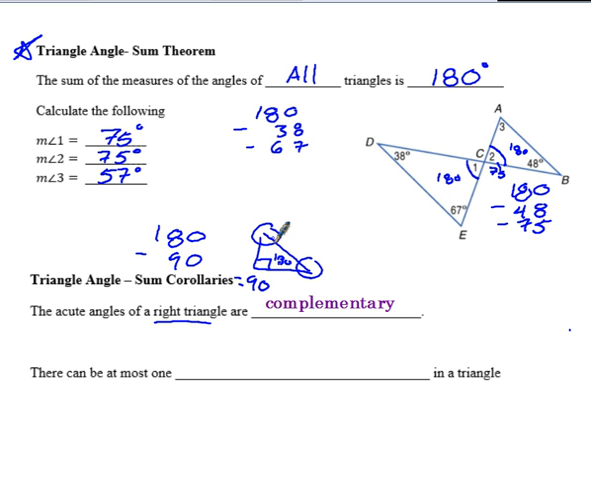And then this one is saying that there can be, at most, only one obtuse or right angle in any triangle. So if you think about it, if I have a triangle, I can't have two right angles because that already equals 180 degrees, and what's the third angle going to equal? So that's a little fun fact.